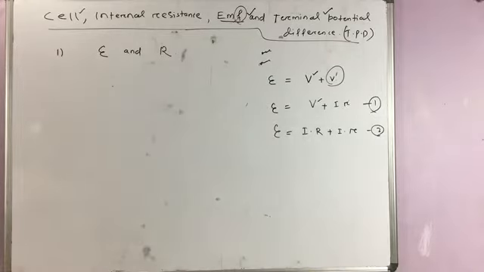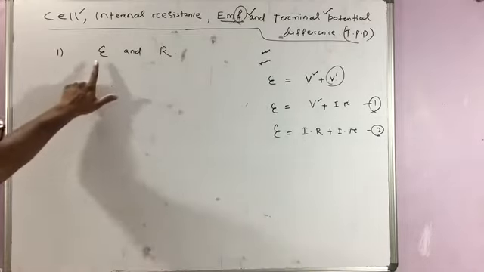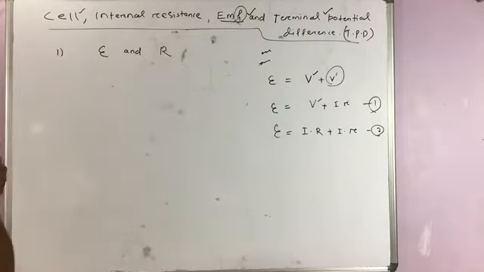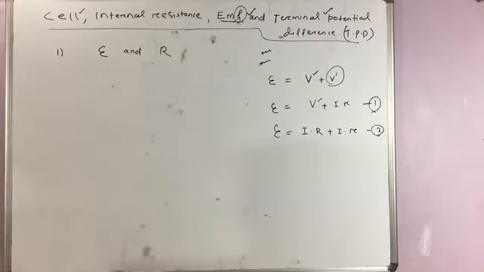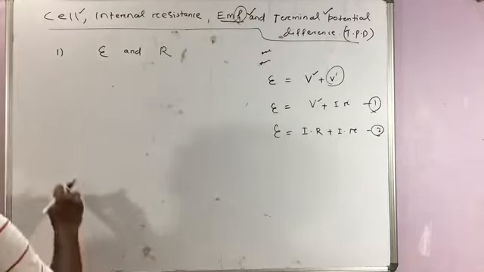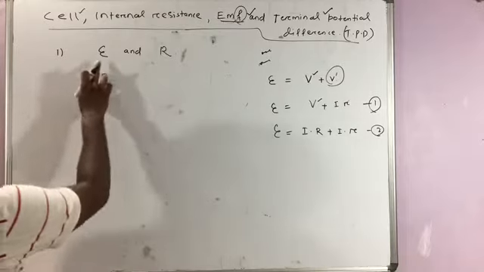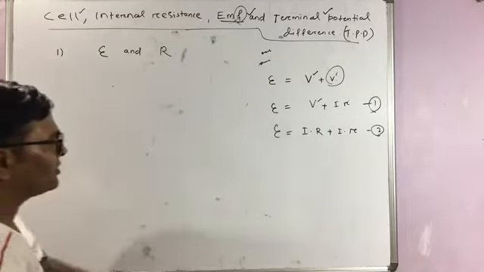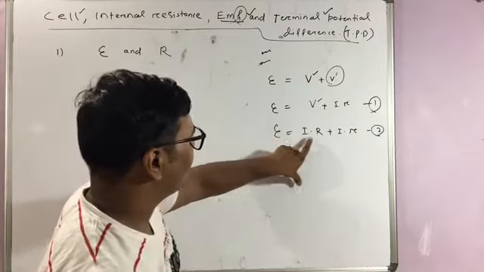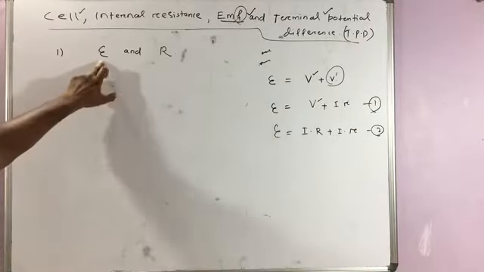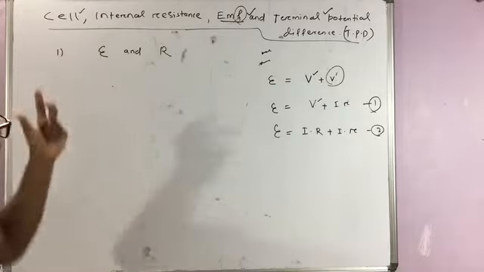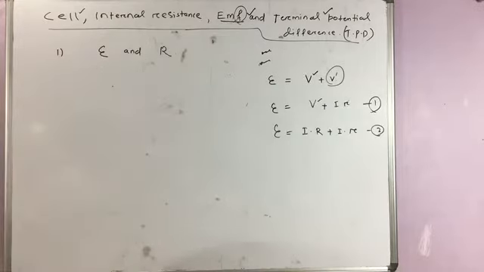In the circuit that I have already given, plot a graph between E and R, E and external resistance R. Though this equation suggests that E and R are related, E is the EMF of a cell and R is external to it.